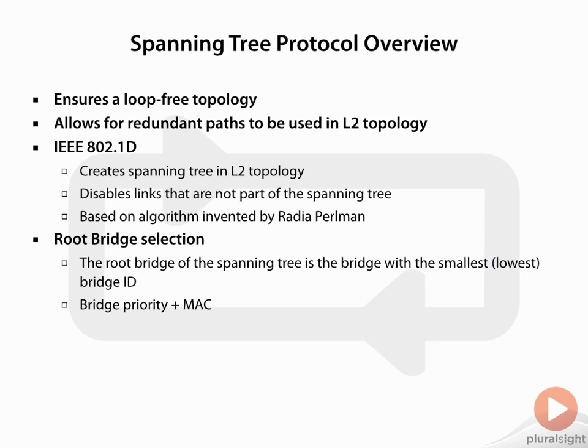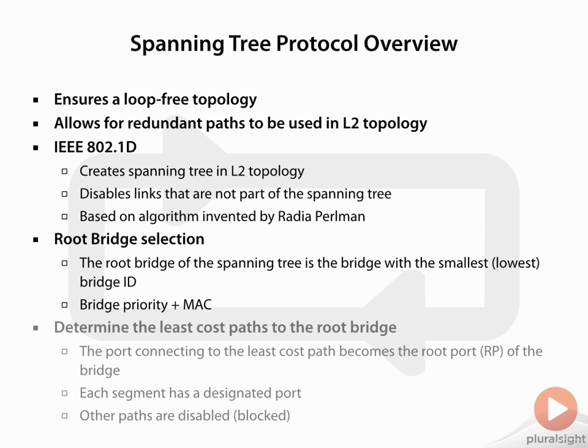Now, what happens is every 2 seconds, we exchange bridge protocol data units, or what we call BPDUs, and these BPDUs are going to help us to perform an election of the root bridge. And like I said, it's the bridge that has the lowest bridge ID. Once we figure out who the root bridge is, now we can determine the least cost path from other switches back to that root bridge.